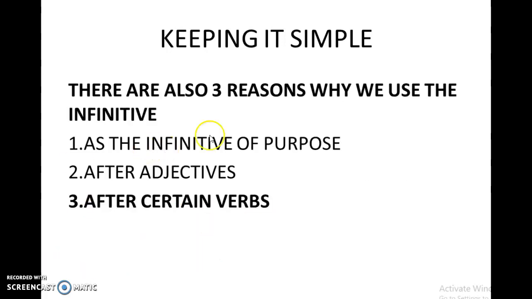And there are also three reasons why we use the infinitive. The infinitive is to plus the base form of the verb. So, for example, an infinitive is to play, to dance, to jump. Infinitives are used as the infinitive of purpose, so, I'm going to the school to study medicine, or after adjectives, or after certain verbs. And this is what we are going to focus on, certain verbs.